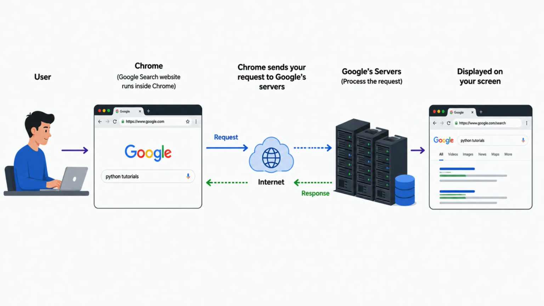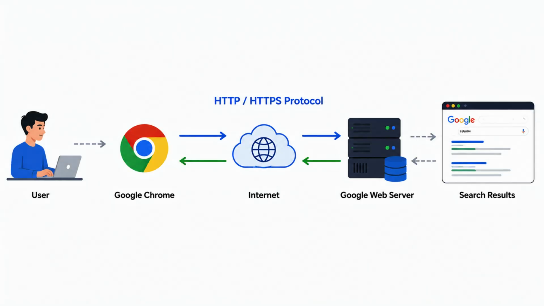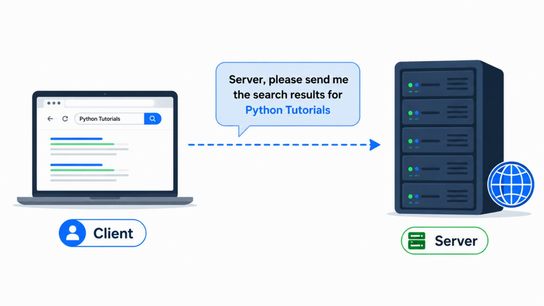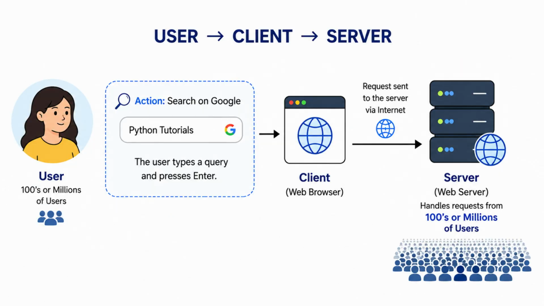So, after I type Python tutorials and press enter, Chrome creates a request and sends it to the server through the internet. This communication happens using a protocol called HTTP or HTTPS. Don't worry about these terms right now because we'll understand them in detail in another video. For now, just remember that HTTP is the standard protocol used for communication between a client and a server, while HTTPS is the secure version of HTTP. Okay? Since we are searching for information, Chrome sends a GET request to the server. You can imagine the client saying, hey server, please send me the search result for Python tutorials.